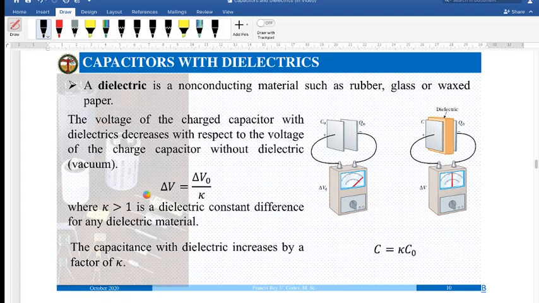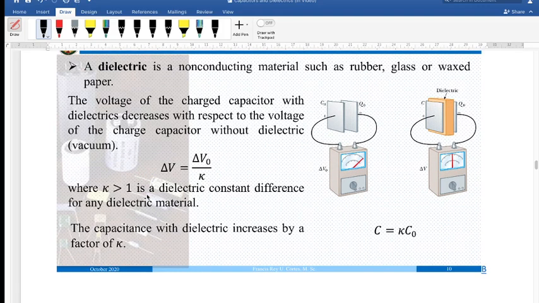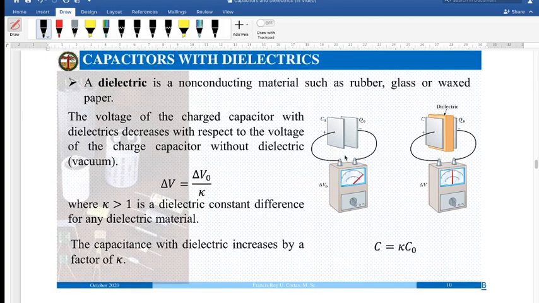So here, as you can see, tanaw na to atong capacitor. So we have a capacitor without dielectric. So this is the capacitor nga vacuum lang ang sulod, that is without dielectric. And this is the capacitor with dielectric. So as you can see, if imo siyang i-connect to a voltmeter, mas dako ang imuhang voltage across the capacitor nga walay dielectric kaysa capacitor nga naay dielectric.